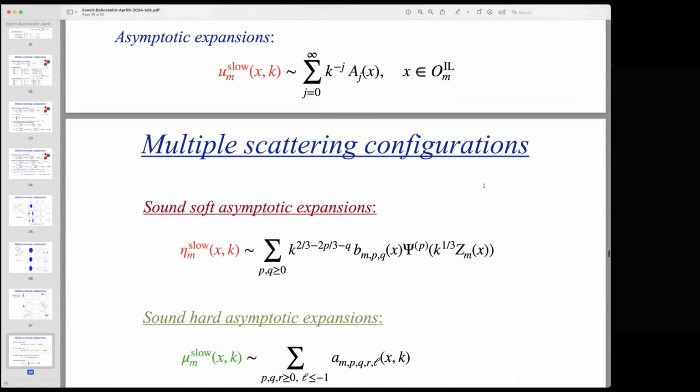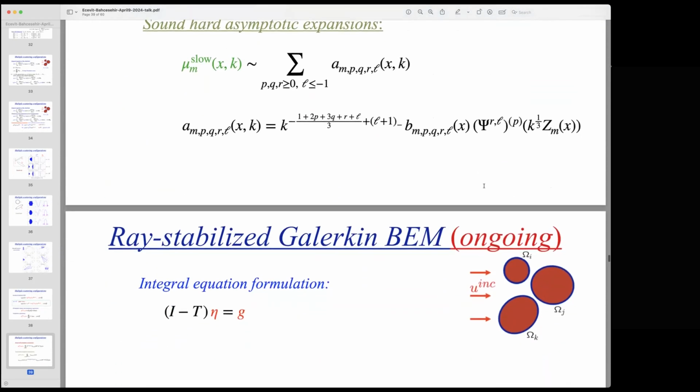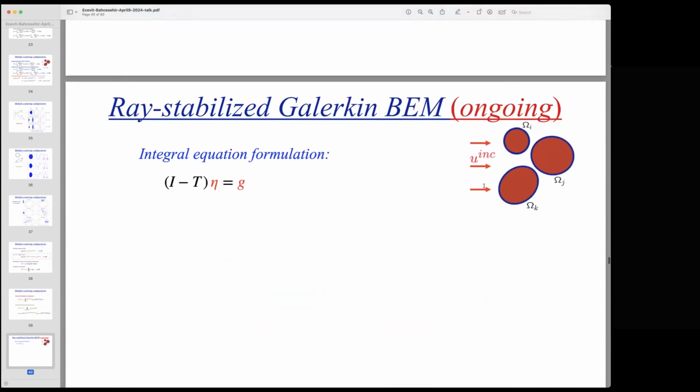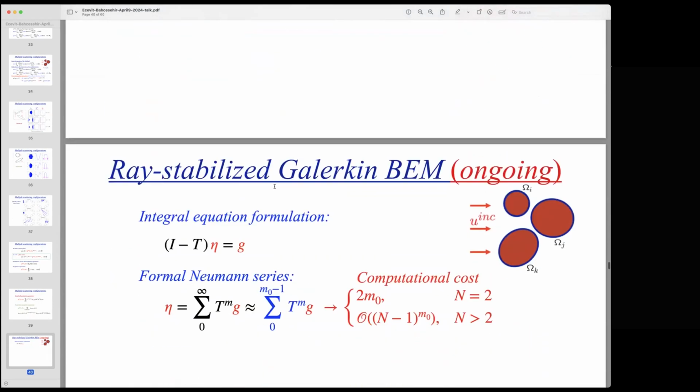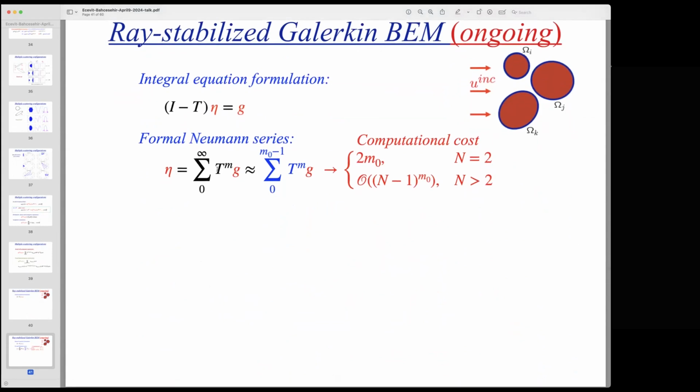Let me now move on, in the remaining time. I'll just take 2 more minutes. Let me move now to the Ray-stabilized Galerkin boundary methods. This is ongoing work. This is our integral equation formulation, and then this is the formal Neumann series representation.